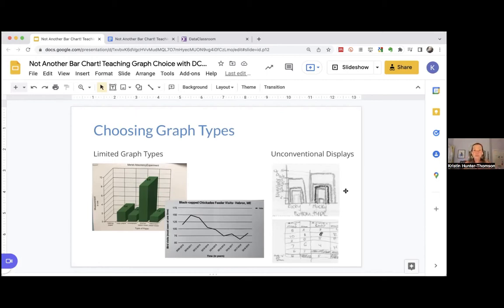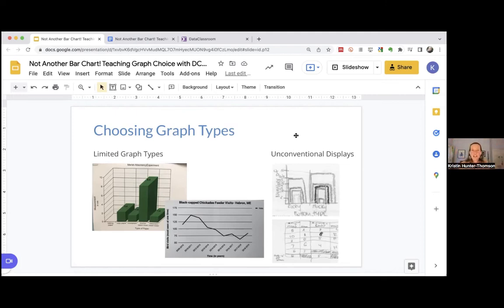So I do want to say that what we are talking about in terms of graph choice is relevant if you are having them graph by hand, if you are having them graph on a computer with a spreadsheet program, or if you are leveraging something like Data Classroom for them to make their graphs. This is the overarching skill that we are working on here.